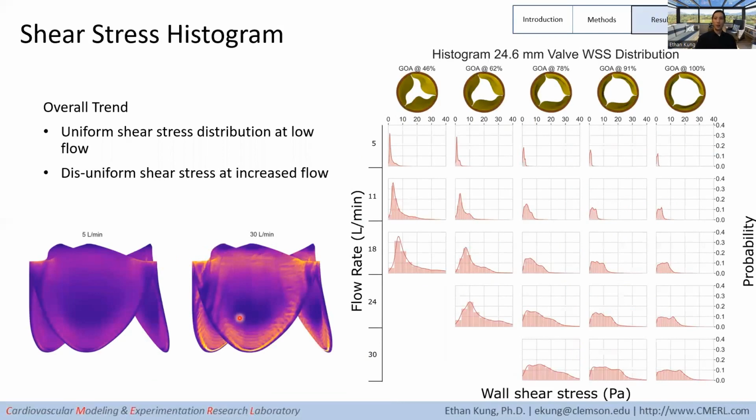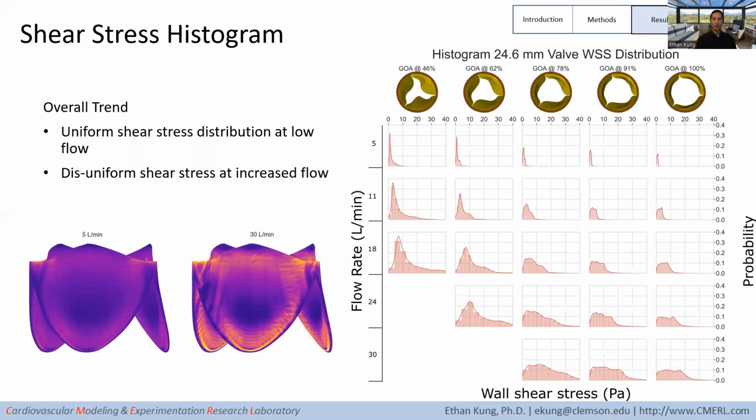Another thing that we did was quantify the distribution of the shear stress across the leaflet. What you're seeing here, each plot is a histogram with the x-axis being the shear stress in Pascal. Each row is a flow rate, and each column is a different level of opening, or different GOAs. All of this data represents just one valve size, and we have 3 sets of these data for each valve size.